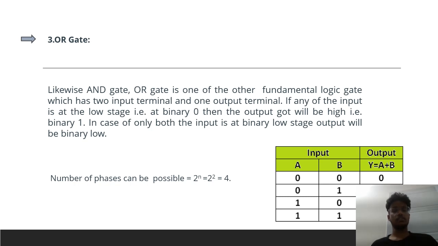Next, the last basic gate is OR gate. Likewise, OR is also one of the fundamental logic gates which has two input terminals and one output terminal. The AND gate indicates the multiplication symbol, but the OR gate indicates the plus symbol. 0 plus 0 is equal to 0, 0 plus 1 we will give the answer 1. Then if I am giving 1 plus 0, nothing but 1 only, then 1 plus 1 also it will give 1. This is the truth table for the OR gate. It is the same as the AND gate, but the sign will be different in this case.